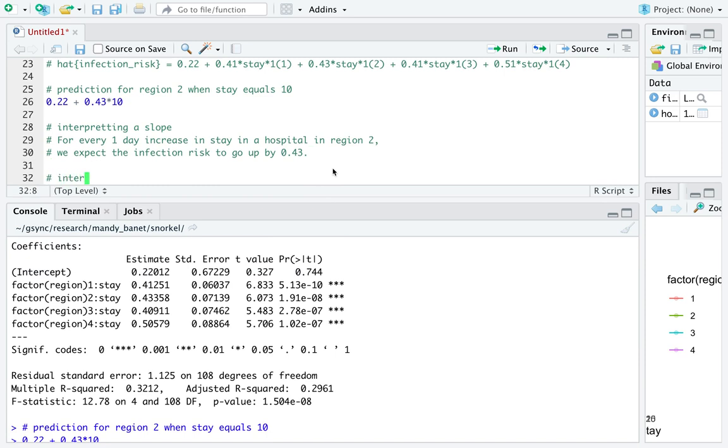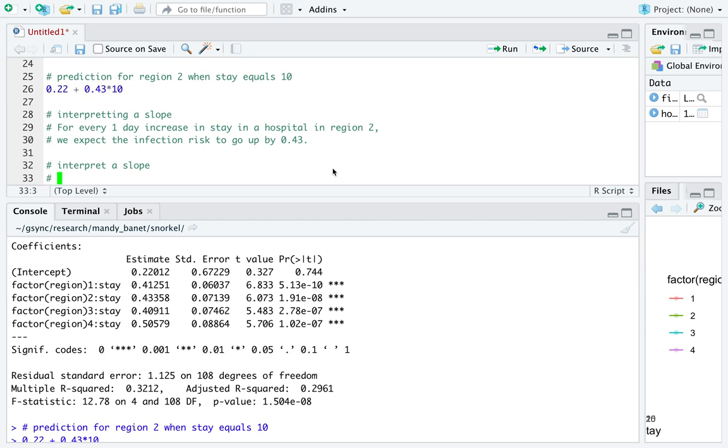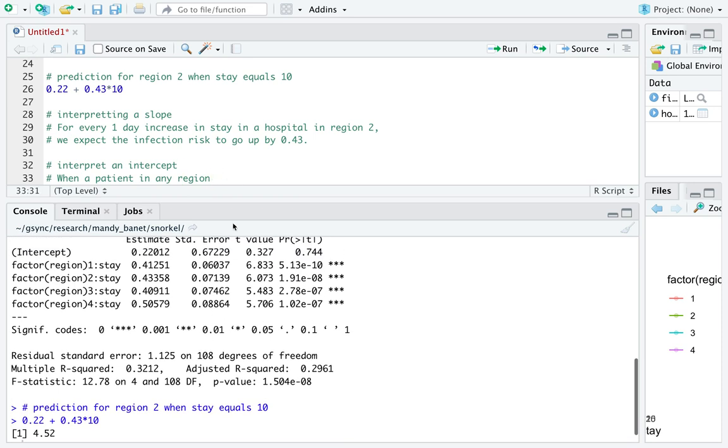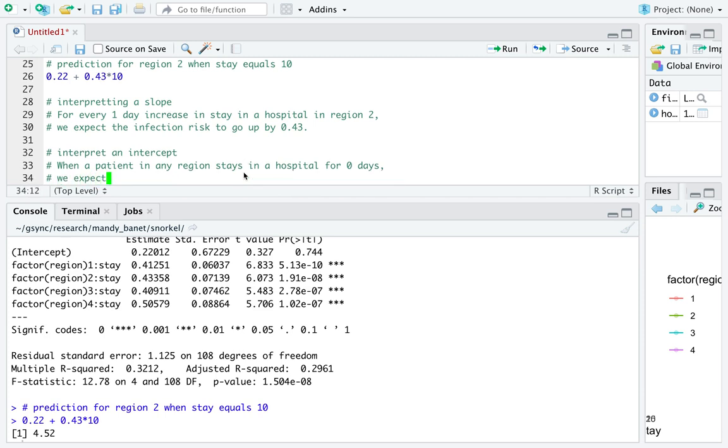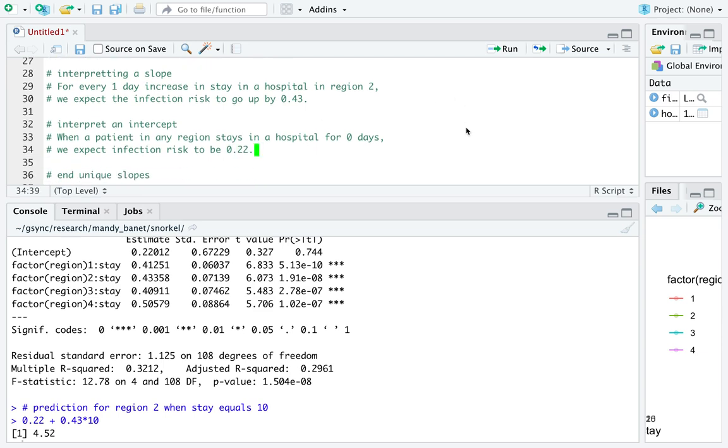How about interpreting an intercept? Let's start this one over. Interpret an intercept. And we know here they all have a shared intercept. When a patient in any region stays in a hospital for 0 days, because that's what an intercept is, when the x-axis is equal to 0, we expect infection risk to be 0.22. Now, is that a super meaningful interpretation?